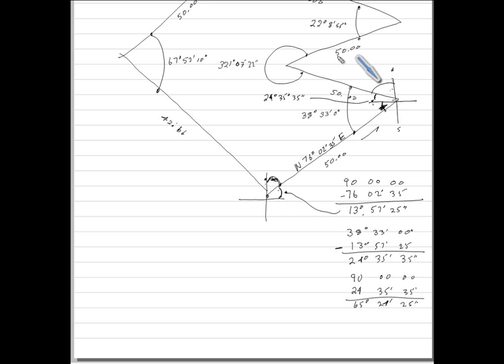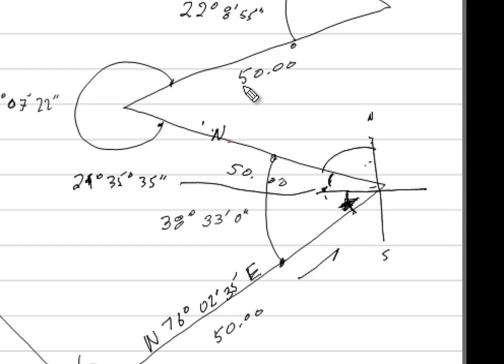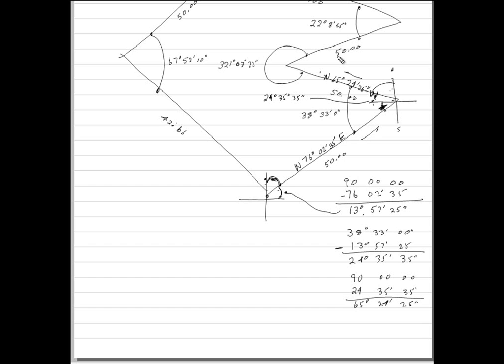So that would mean that I'm heading north. So my bearing would be north, 65 degrees, 24 minutes, 25 seconds, west, because it's heading west. And I would draw my arrow there someplace, showing that I'm heading that way.